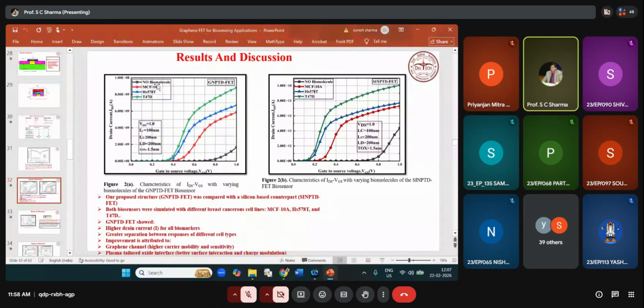Of course, this result is with no biomolecule. Then this one has permittivity 4.5, this one permittivity 22, and this is permittivity 32. So by increasing permittivity, you can look at these schematic diagrams, this drain current as a function of.